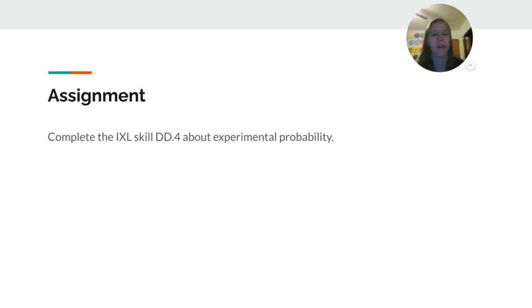Okay? So please complete the IXL skill DD.4. It's about experimental probability. So like we did for that first problem, you're going to be finding the experimental probability, which is just the number of times that whatever it is happened over the number of times they tried it. So if you picked 8 red beads out of 10 tries, you have 8/10, or simplified to 4/5.